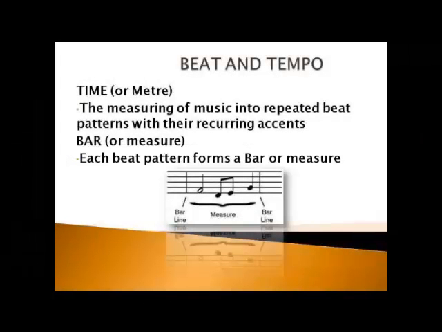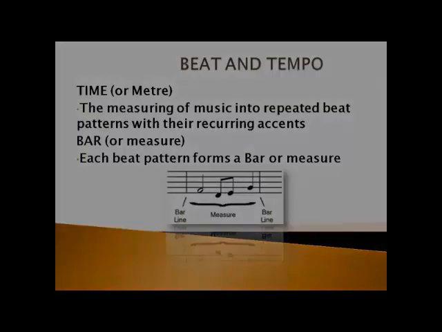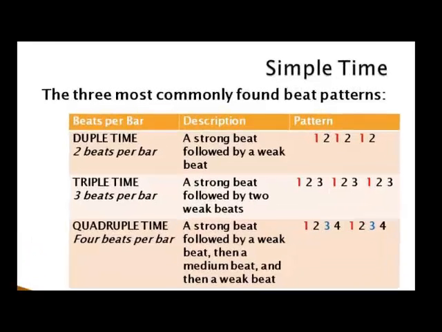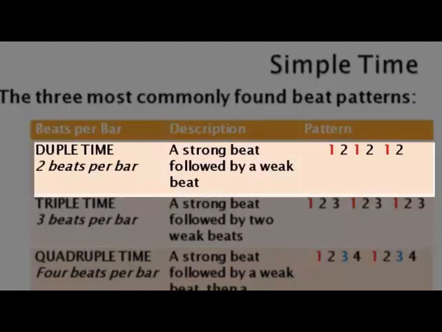What we're really talking about today is simple time. What that means is you have either two or three or four beats within each measure. That would mean that your time signature would have a two, a three, or a four. If there's two beats per bar, it's called simple duple time. Duple means two. Your beat pattern is going to be strong, weak, strong, weak, strong, weak, and you're going to have two beats in each measure of music.